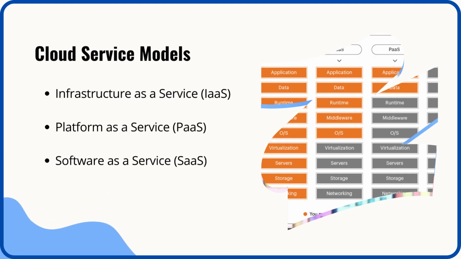Cloud service models. There are three main cloud service models. Each model represents a different part of the cloud computing stack and gives you a different level of control over your IT resources: IaaS, PaaS, and SaaS.